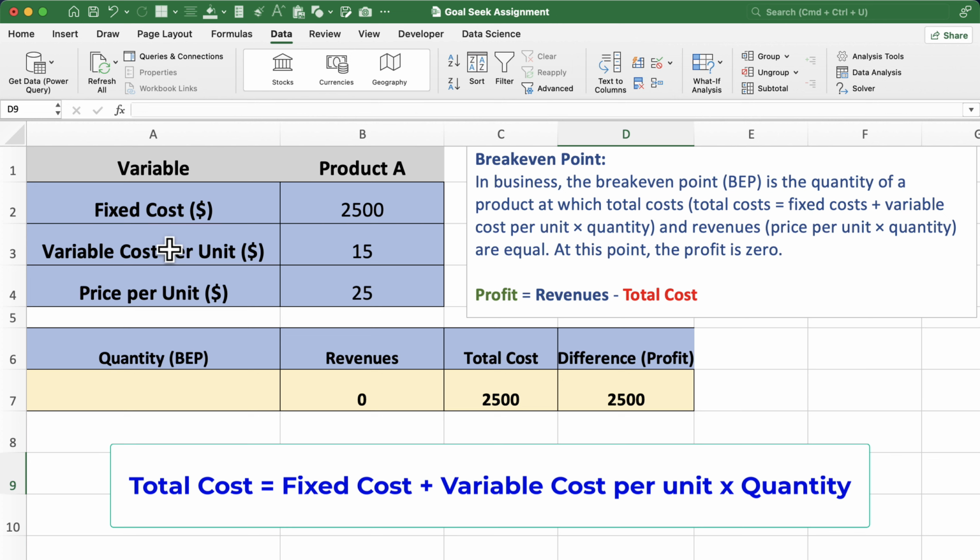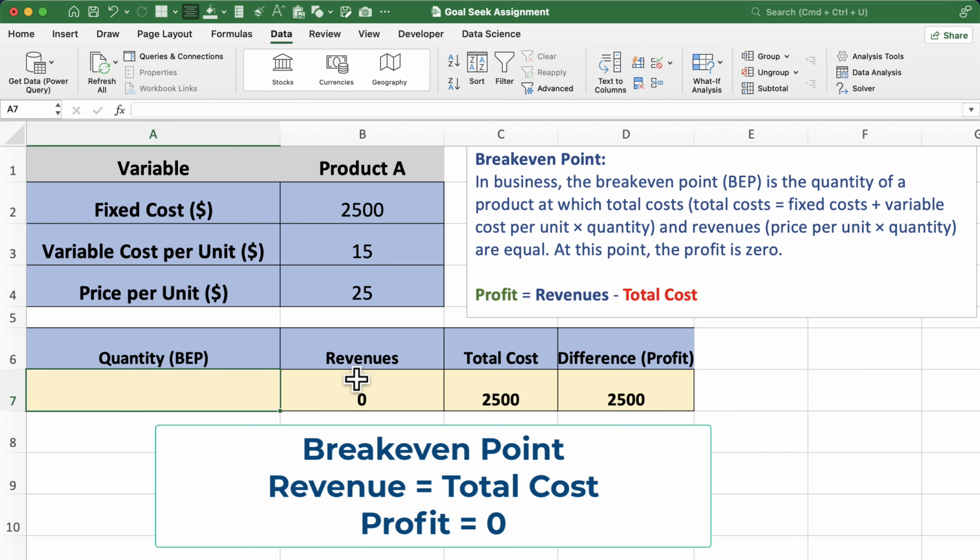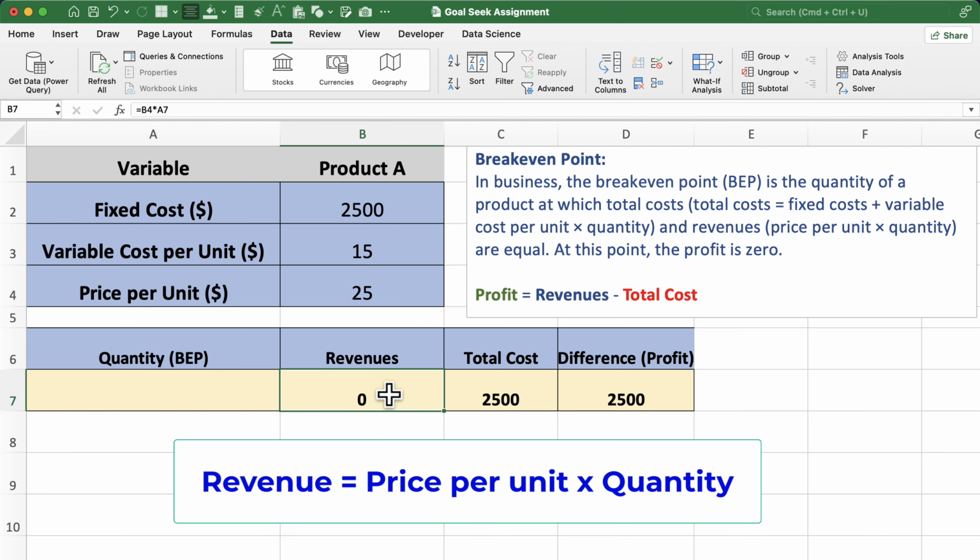Usually we are provided variable cost per unit, and in order to calculate total variable cost, we have to multiply variable cost per unit by quantity. So total cost will be fixed cost plus variable cost per unit multiplied by quantity, and revenue is price per unit multiplied by quantity. And when these two things, revenues and total cost, become equal, profit becomes zero, and that point is called the break-even point.